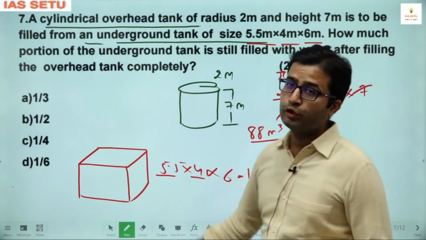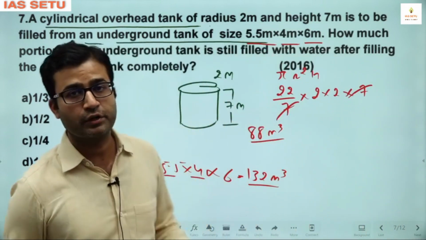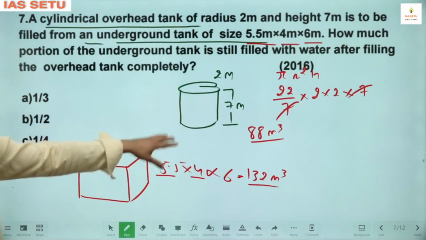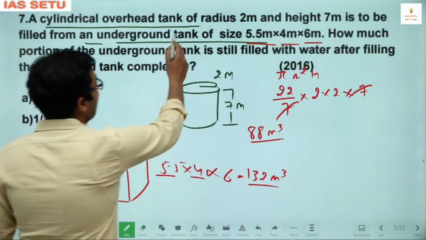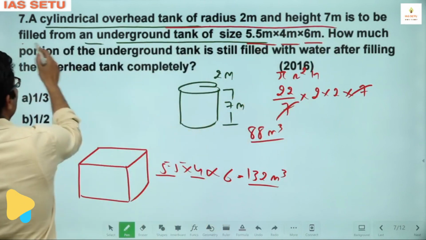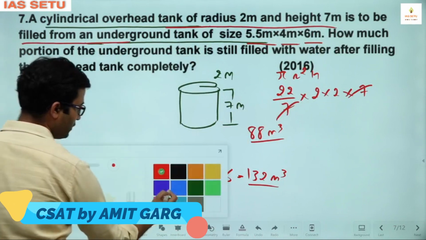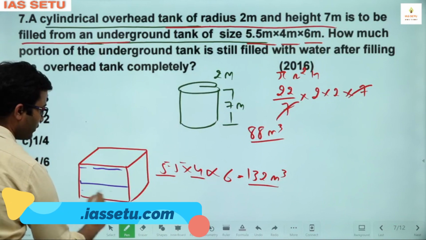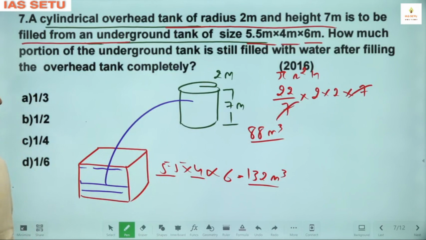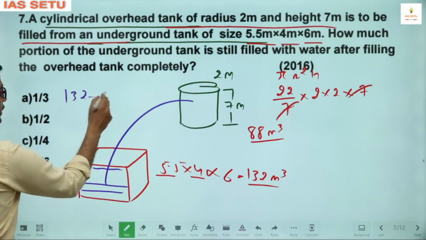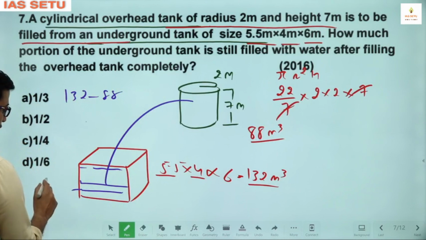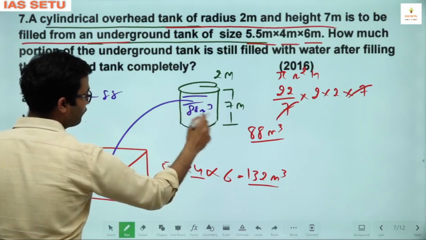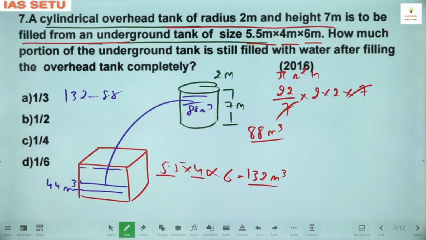Step number 1. Volume of underground tank is 132 meter cube, and volume of the overhead tank, which is a cylindrical shape, formula is pi r square h, is 88 meter cube. A cylindrical overhead tank of radius this is to be filled from underground. See, earlier there was 132 meter cube water, so out of that we have transferred this 88. So out of 132, 88 has been transferred. So now here we have 44 meter cube and 88 meter cube. Now it is totally filled, and here we have 44 remaining.